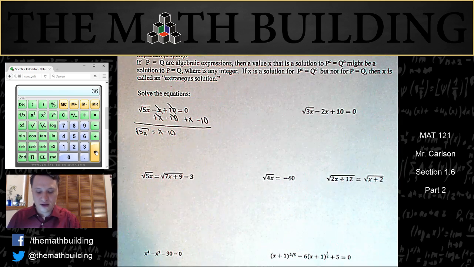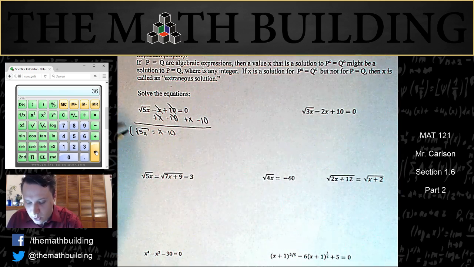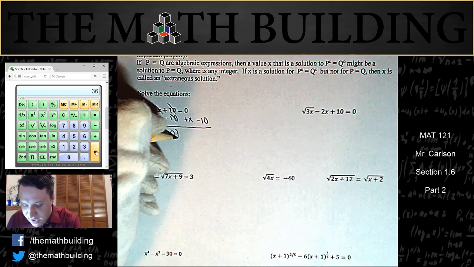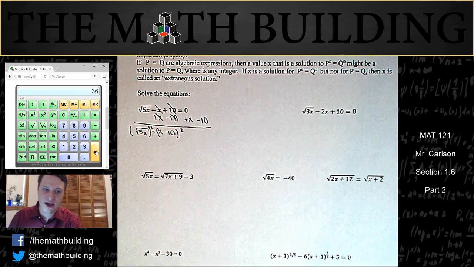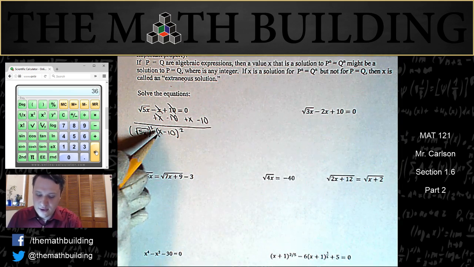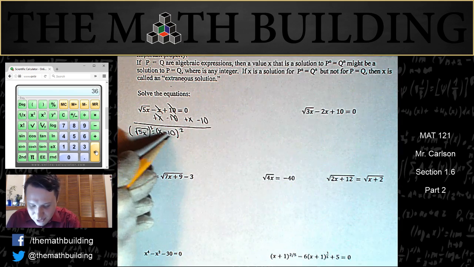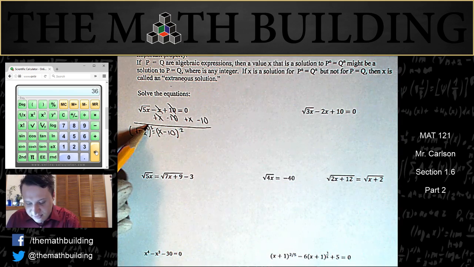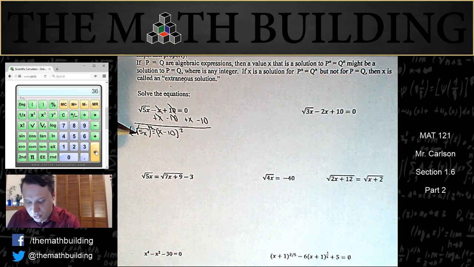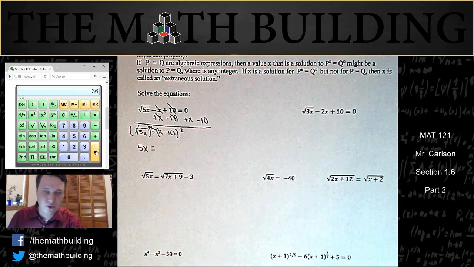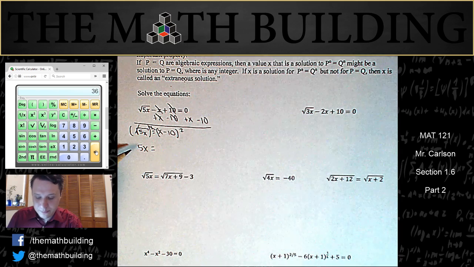Now let's get rid of the square root by squaring both sides of the equation. Now, when you do this, you've got to take the entire side of the equation and put it inside the square. You can't just square these things individually. You need to square the entire thing. On the left-hand side, the square cancels the square root, giving us just 5x. That's the whole reason we're doing this, is to get rid of that square root.